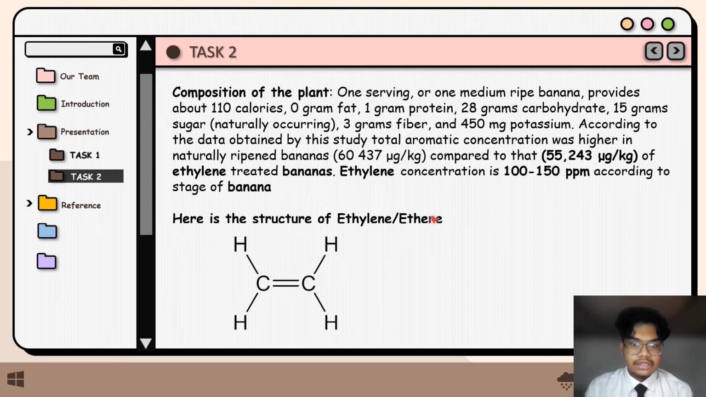Here's the structure of ethylene or ethene. It has two carbons, which is ethene, and it has a double bond. So we can call it ethylene.